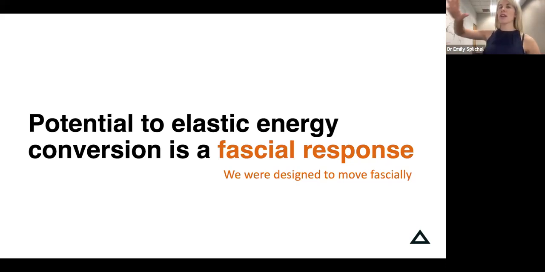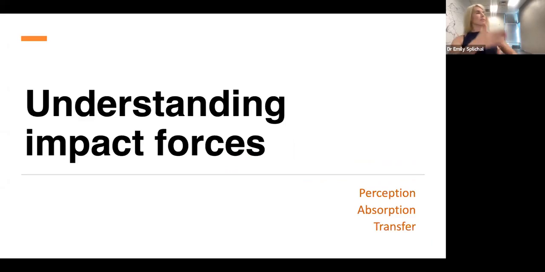The clients that are moving muscularly are not moving efficiently. That is where we start to break down the system. Okay. So all of this starts with the potential energy, right? That's where this whole story starts. One, can you feel the impact forces? Can you absorb them? And then are you able to store and recoil them?